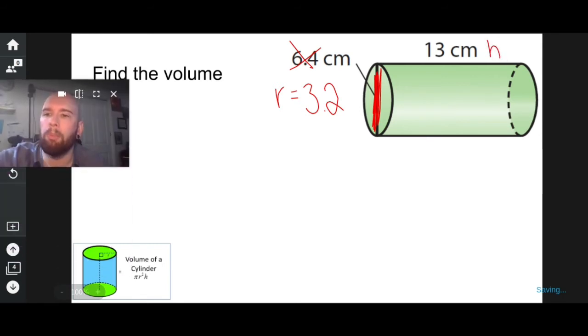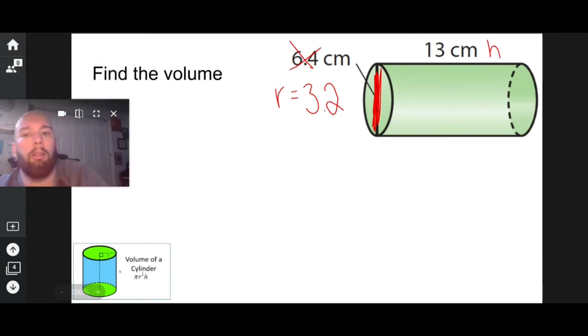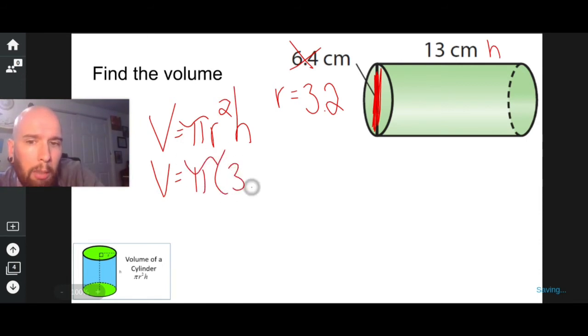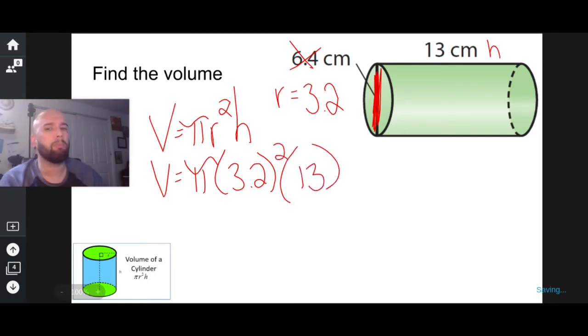So I'm just going to use red for the rest of this thing. Volume is pi r squared h. That's the volume of a cylinder. My volume is pi times my radius, which is 3.2 squared, times my height, which is 13. So let's see if she'll listen this time. What is pi times 3.2 squared times 13?